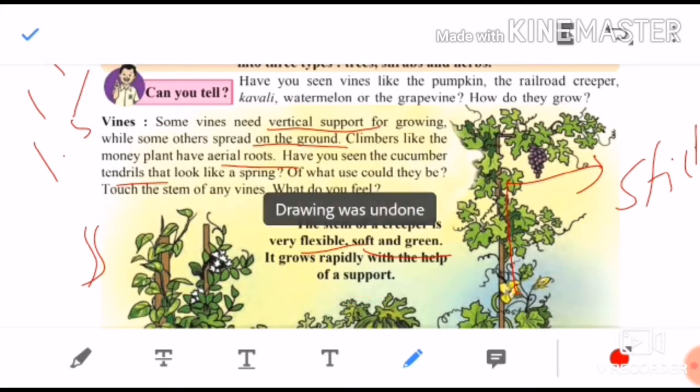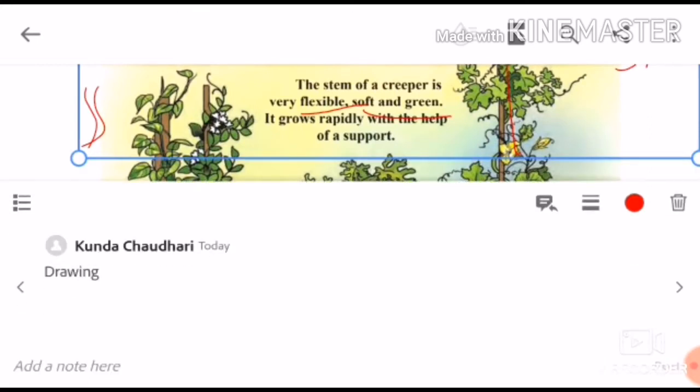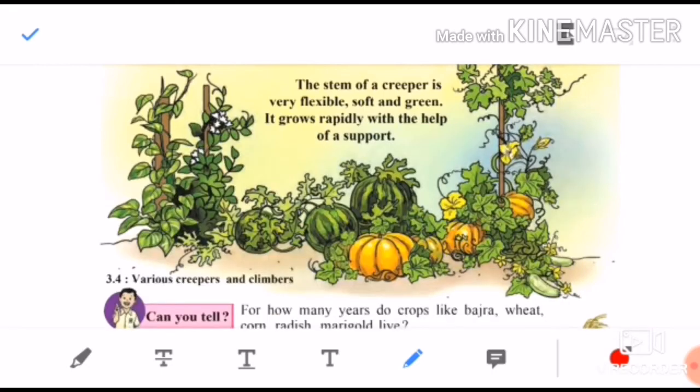Just see here, children, how these creepers have grown. Climbers and creepers. Those who are climbing are called climbers, meaning they have grown up with the help of this stick. They have been given a support. So they are climbing up, so they are called climbers. And those who have grown on the ground like this are called creepers.